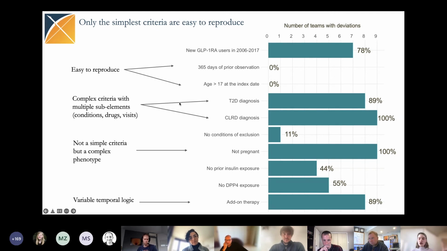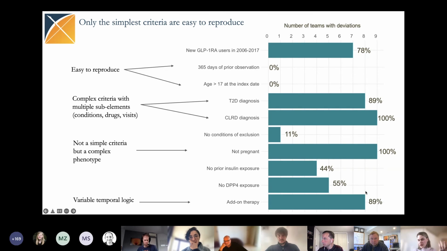So we had conditions, we had medications, all of them had to be somehow connected to the different types of visits. So it was a really complex construct written as free text, which made it really hard to properly reproduce those criteria. Then we had criteria like not pregnant, which is in fact a phenotype on its own because it has a clear start date, a clear end date, and you have to somehow define this time interval, which in fact is a phenotype. So none of the teams, again, really reproduced these criteria similar to how it was done in the master cohort.